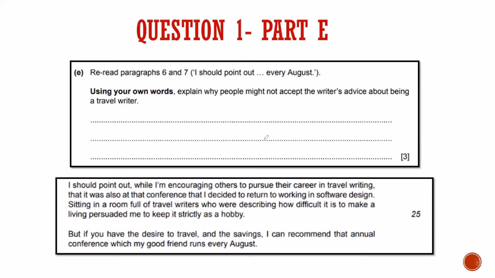Second thing is conferences. So we are looking for the ways why people might not accept the writer's advice, okay? We are looking for these points which show that the audience might not accept his advice, and we are using our own words here. Two things, just keep in mind. One thing is that the writer was not a professional writer. And the second thing is conferences. So conferences put people off because they are not free, or they are crowded with people who complain. And third is the hard earning, how difficult it is. So the third point can be the hard earning as a travel writer.